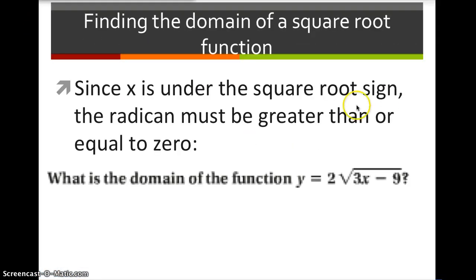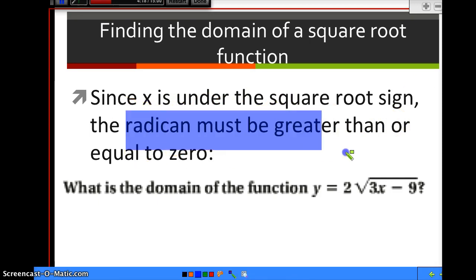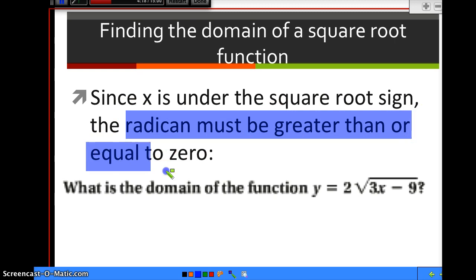Finding the domain of a square root function. Remember, domain is your x values. Range is your y's. Since x is under the square root sign, the radicand must be greater than or equal to 0. That's what we just talked about, because you need it to not be an imaginary number.